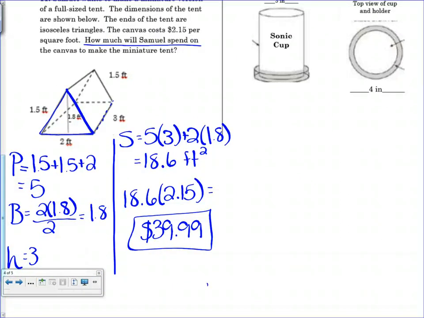So start by finding the volume of the cup holder. So it's a cylinder, so base times height. The diameter of my cup holder is 4, so the radius is just 2. So pi r squared times the height.